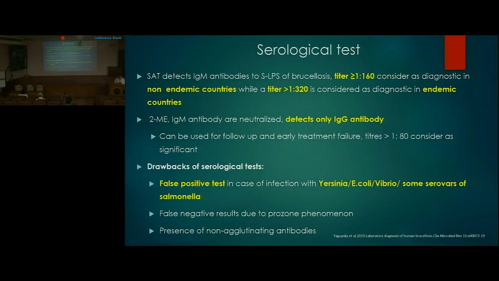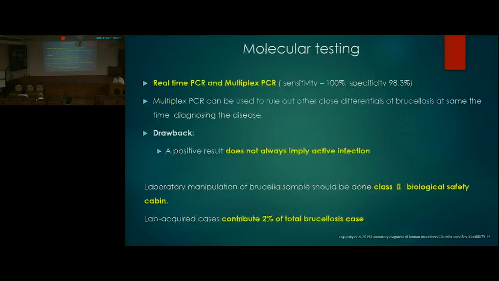The drawback of serological tests is that false positive results can occur because of cross-reaction with organisms such as Yersinia, E. coli, Vibrio, and some serovars of Salmonella. A false negative test can also occur due to the prozone phenomenon, owing to the presence of non-agglutinating antibodies. In the molecular test, we can use real-time PCR or multiplex PCR for diagnosis, which has a sensitivity of 100% with a specificity of 98.3%. The drawback is that it does not always imply active infection.